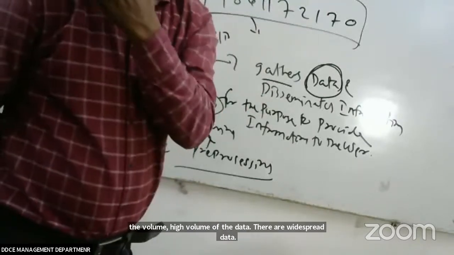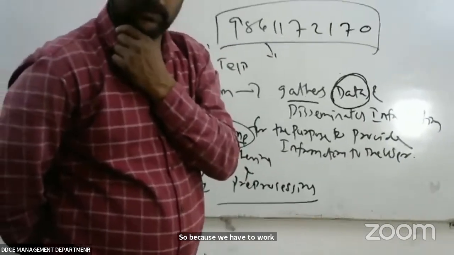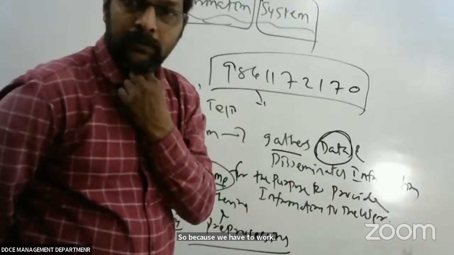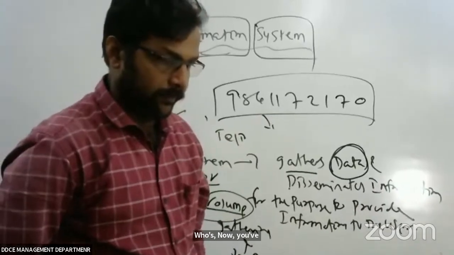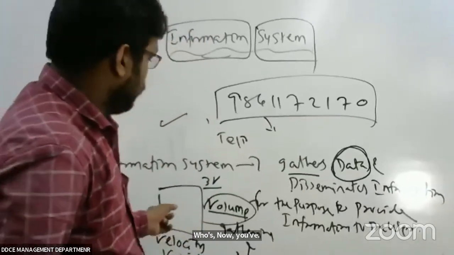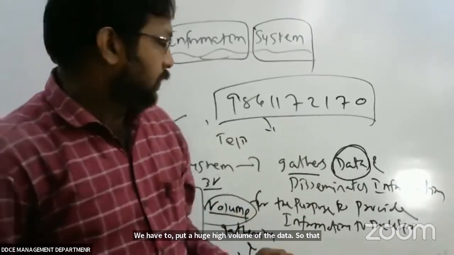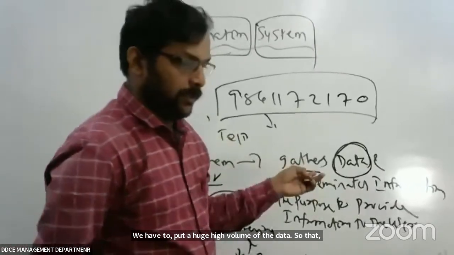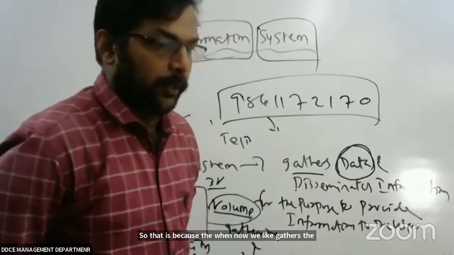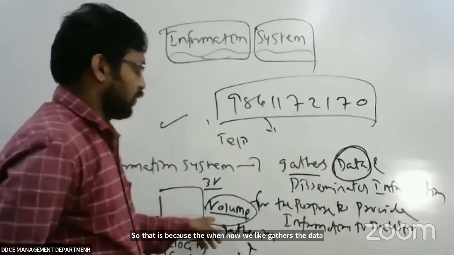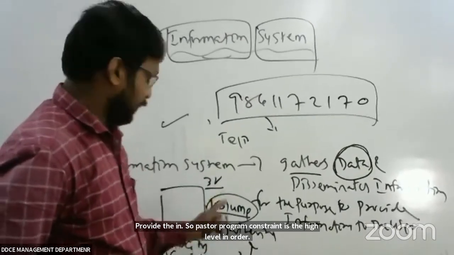Because we have to work with the huge, high volume of the data. So data size is very high. Because when we gather the data to provide the information, the first problem constraint is the high volume of the data, because the data size is very high.